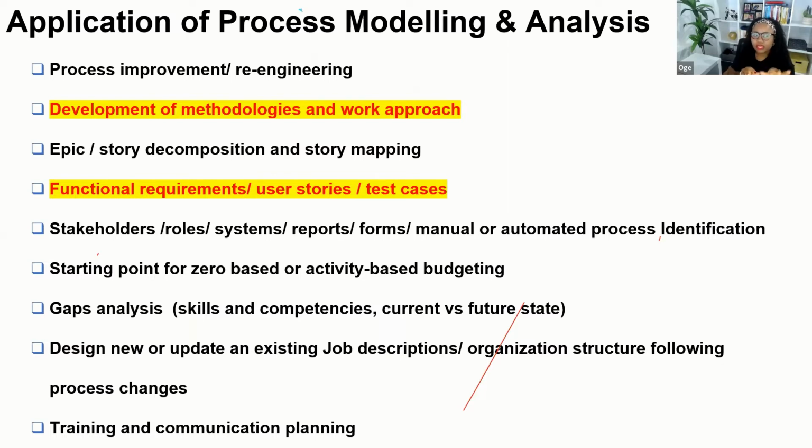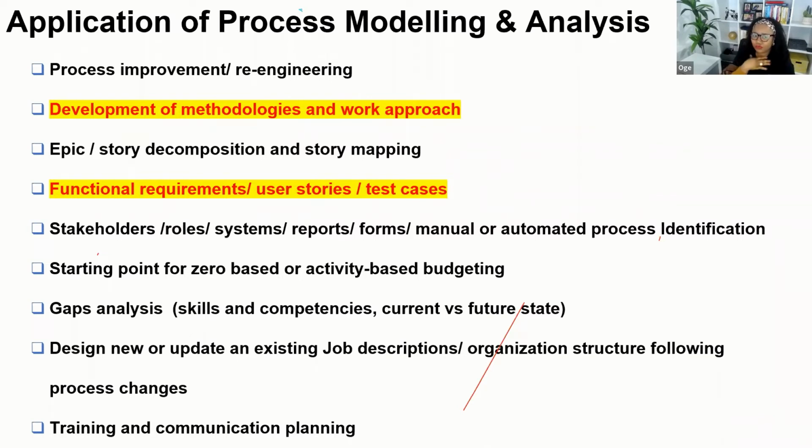We're going to also look at how to come up with your functional requirements, your user stories, your test cases from a process. You use your processes to identify your stakeholders, to identify roles, systems, forms, reports, all those attributes around your process. You need to understand them. You're doing the process mapping. Preferably a streamlined one here now helps you identify all that.